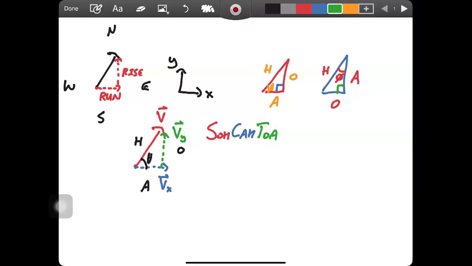And so SOHCAHTOA stands for the sine of theta equals opposite over hypotenuse. The cosine of theta equals adjacent over hypotenuse. You see how we're using the letters in the acronym here? All right. And the tangent of theta equals opposite over adjacent.